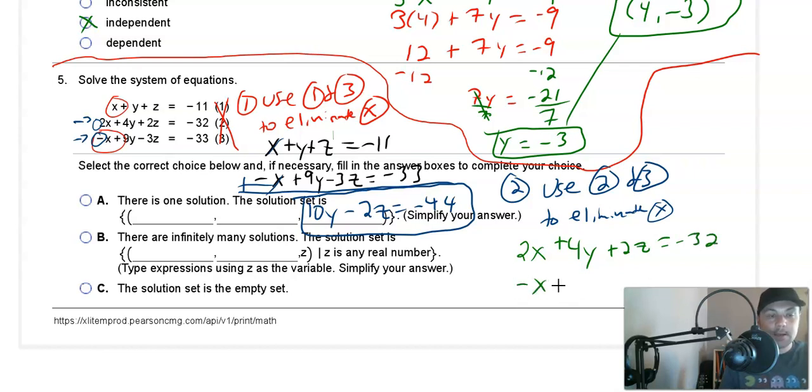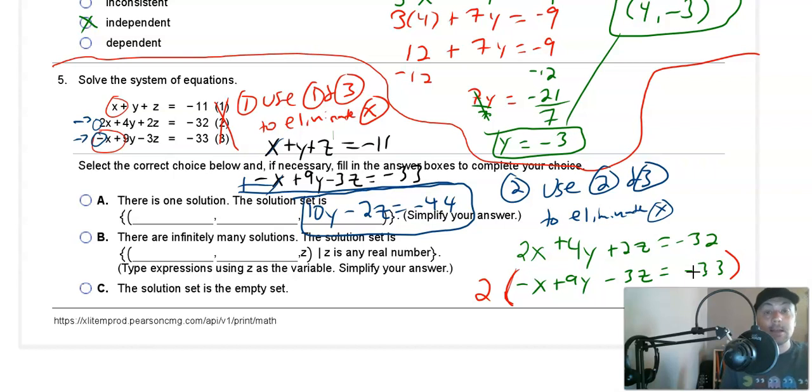And then I'll have negative x plus 9y minus 3z equals negative 33. I have to eliminate x, and for x to get eliminated, I need a 2 here. So I'm going to multiply this by 2, which means I multiply the entire equation by 2, both sides of the equation.